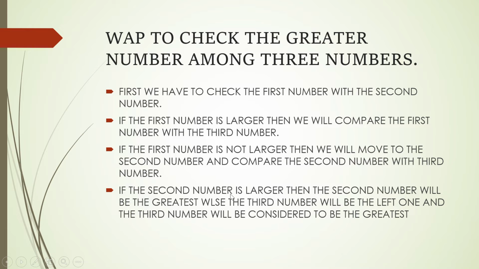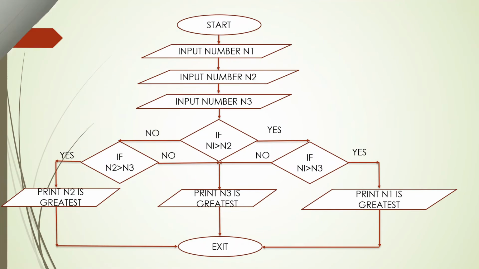larger, then we will compare the first number with the third number. If the first number is not larger, then we will move to the second number and compare the second number with the third number, that is n2 with n3. If the second number is larger, then the second number will be the greatest. Now if n2 is greater than n3, then n2 will be the greatest. Else the third number will be the left one, and the third number will be considered to be the greatest. So the left one number will be n3 and the n3 will be considered to be the greatest one.